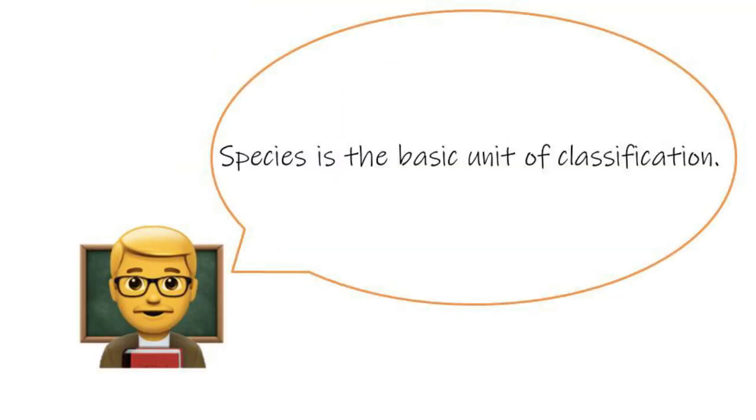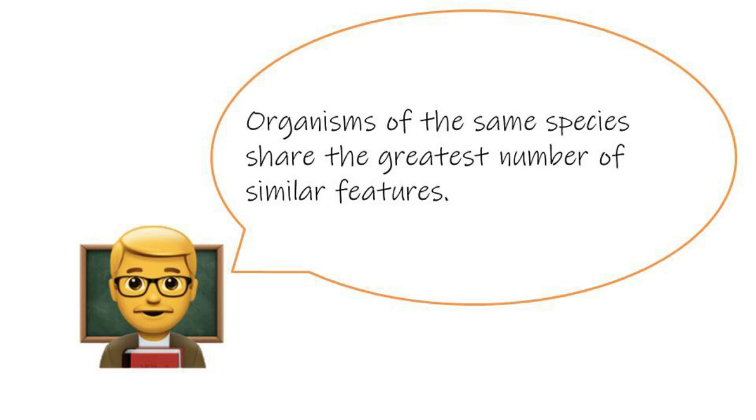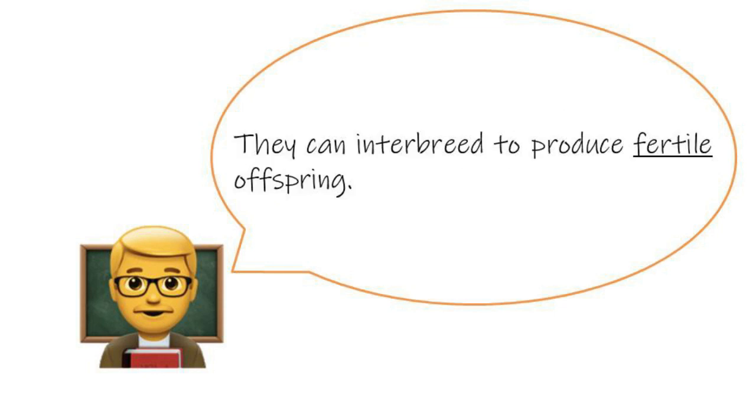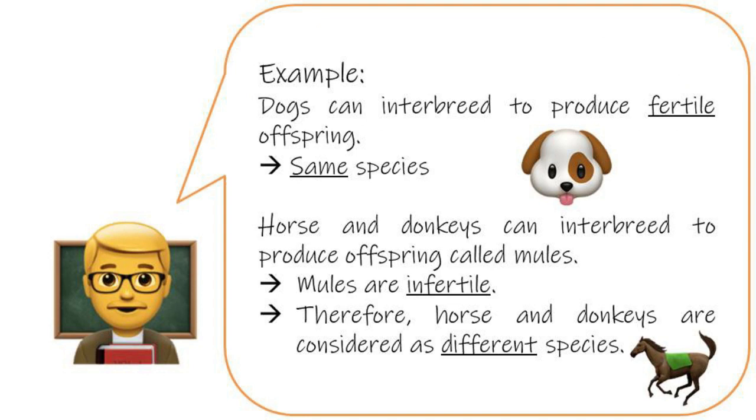Species is the basic unit of classification. Organisms of the same species share the greatest number of similar features. They can interbreed to produce fertile offspring. All dogs belong to the same species, as they can interbreed to produce fertile offspring. Horses and donkeys can interbreed and produce offspring called mules. However, mules are infertile. Horses and donkeys are therefore considered as different species.